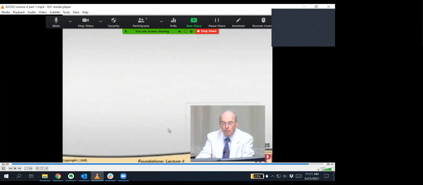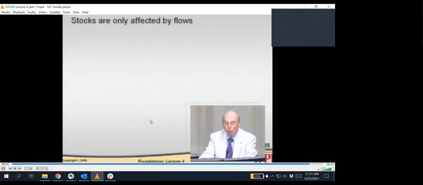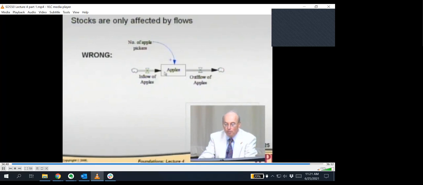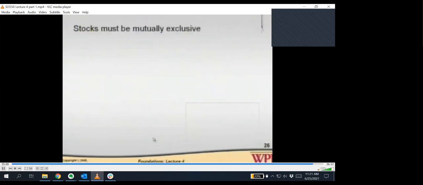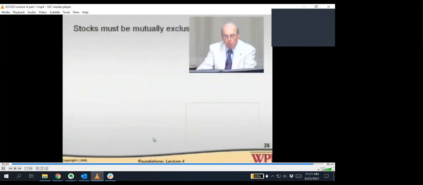Now, let me just say a few more things before we take a break here. Stocks are only affected by flows. This is wrong: inflow of apples going into apples, outflow of apples, and the number of apple pickers up here. The number of apple pickers does not influence apples except through the flows. So the correct representation is to have number of apple pickers affecting the inflow of apples, not the number of apples directly.